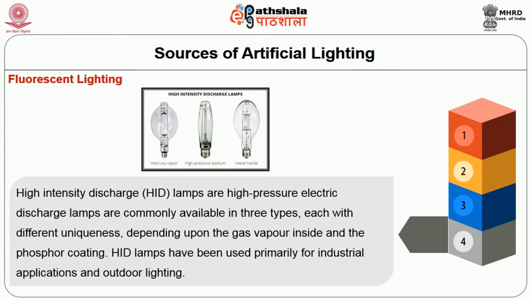High intensity discharge lamps or high pressure electric discharge lamps are commonly available in three types, each with different uniqueness depending upon the gas vapor inside and the phosphor coating. HID lamps have been used primarily for industrial applications and outdoor lighting.